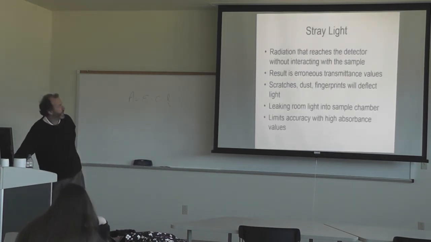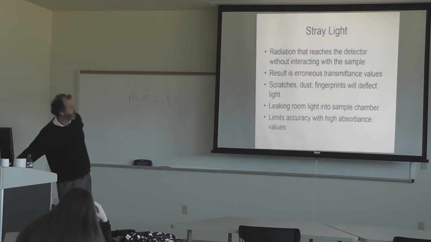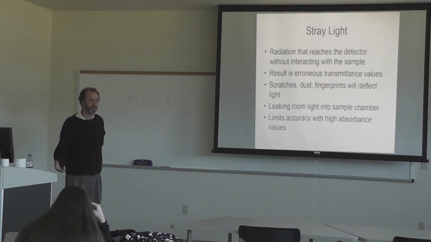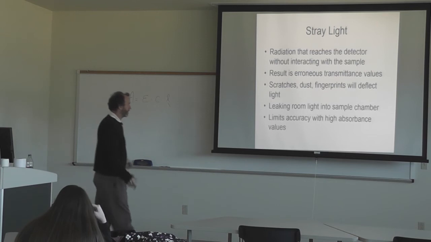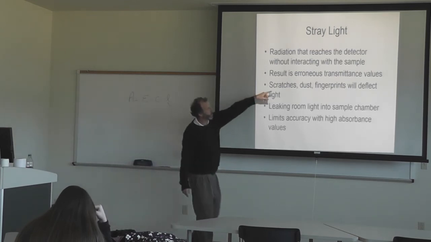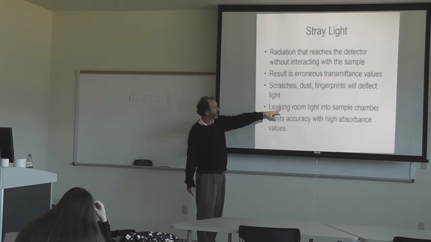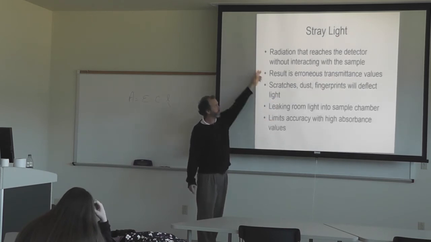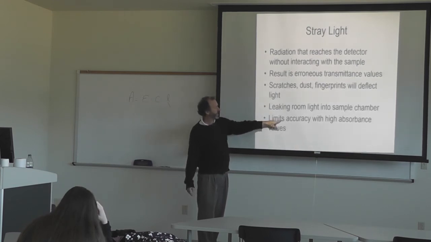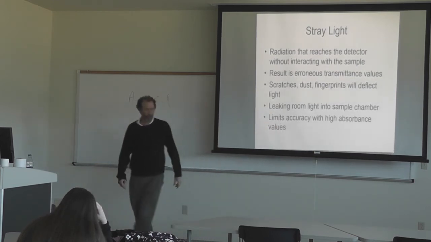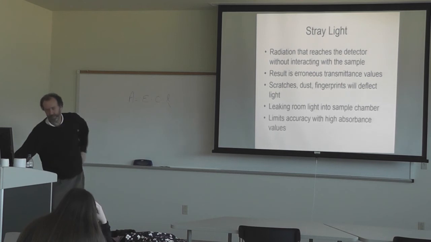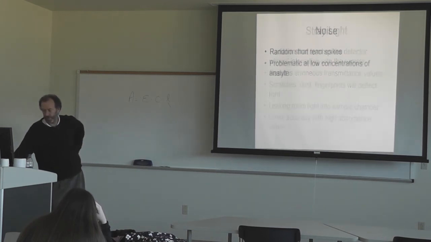Stray light can reach the detector without interacting with the sample, right? And that's why it's a problem. It's going to result in erroneous transmittance values. Scratches, dust, fingerprints will deflect the light. And leaking room light into the sample chamber also can be a source of stray light. And it limits the accuracy with high absorbance values, right? You really should have a lower absorbance value.